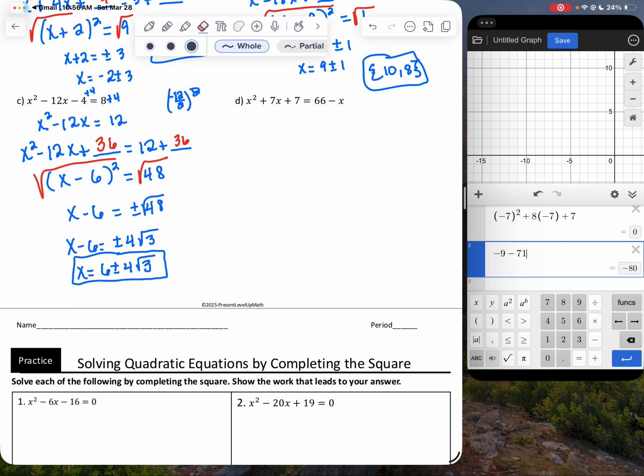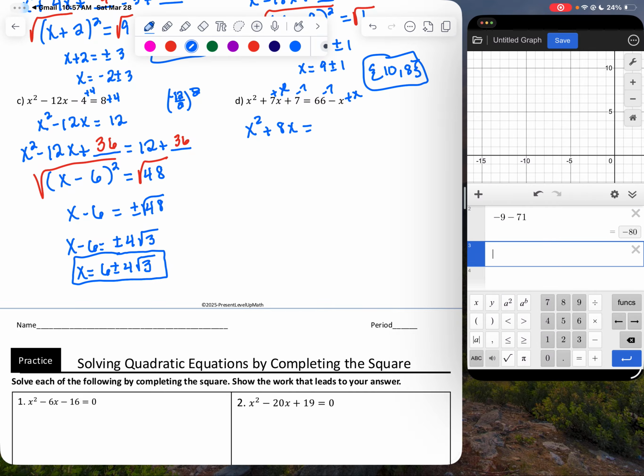All right, let's see. X squared plus 7x plus 7 equals 66 minus x. Now the first thing I notice is this x is on the wrong side. So I want to add x here and add x here. And then I want to subtract 7 here and subtract 7 here. So this will give me x squared plus 7x plus 1x is 8x equals 66 minus 7, which is going to give me 59.